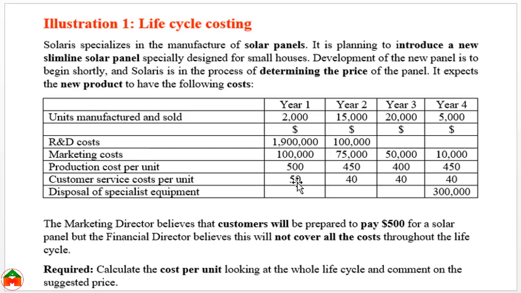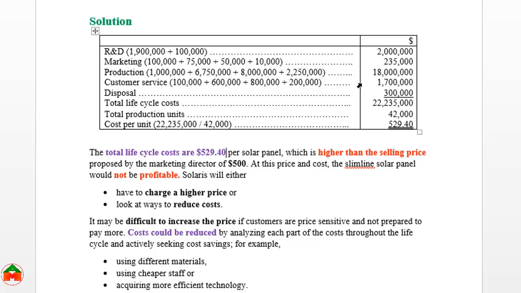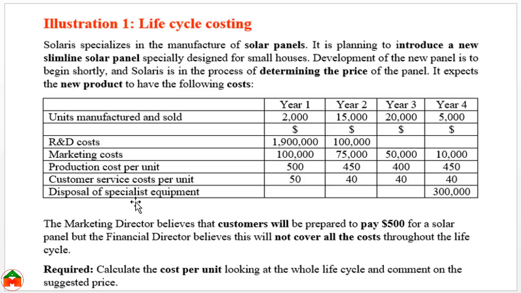Here this is the per unit cost, and we need to multiply this cost with the units sold, which is 2,000 here, 15,000 here, 20,000 here, 5,000. After multiplying this cost with the units sold, we will get the customer service cost. These are the costs. After multiplying and adding, the total is 1,700,000. And in the last stage our disposal cost is 300,000.